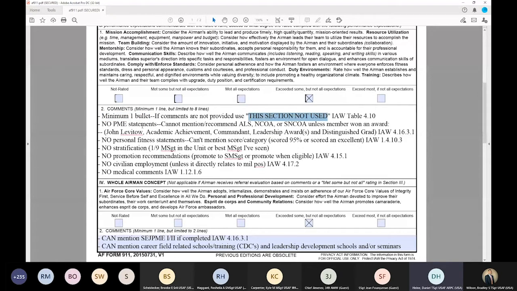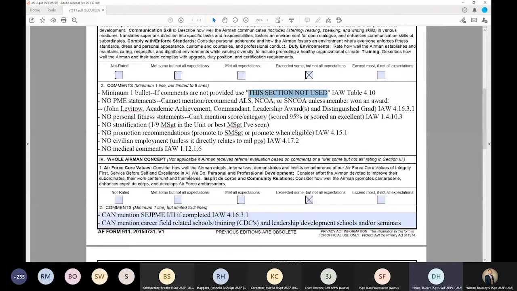And then the rest of these also apply to the entire form, the rest of the comments that are in the actual template. So no PME statements, personal PME statements. They cannot mention or recommend most likely senior NCOA on an Air Force Form 911 unless they won an award. So if they won the John Levitow, Academic Achievement, Commandant, etc., then the PME is acceptable, and you would have to mention that the member won the award.